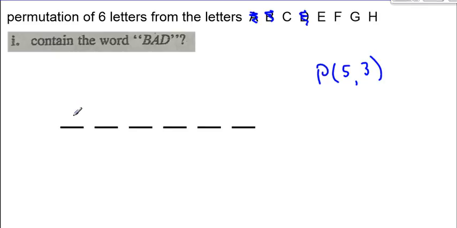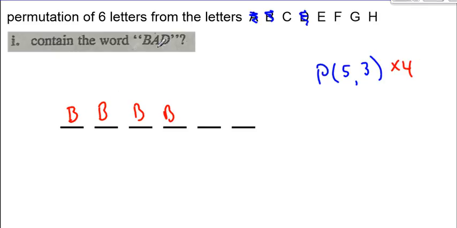So it could be BAD. So I'll just put the B to represent that thinking. So BAD. Or it could be here, BAD. Or it could be here, BAD. Or it could be here, BAD. And of course it can't be here, because if I put a B here, I don't have a spot for the D. So that one's no good. So there are 4 different locations within this 6-letter permutation that I could put the word BAD. So I've multiplied by 4.